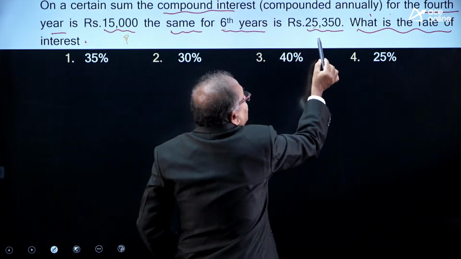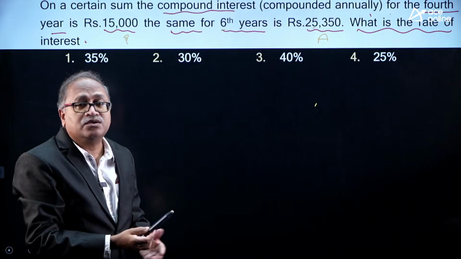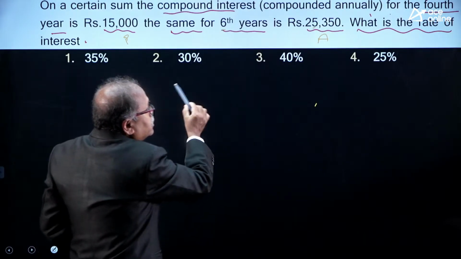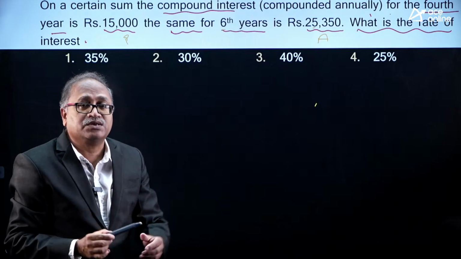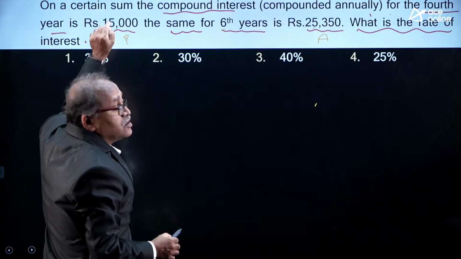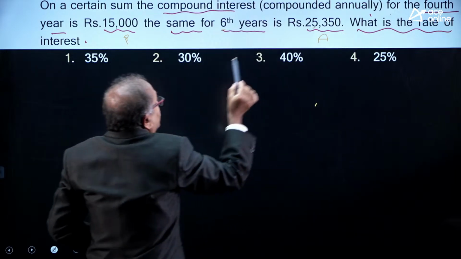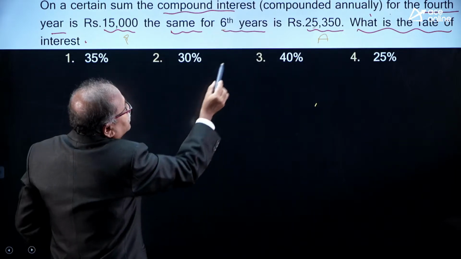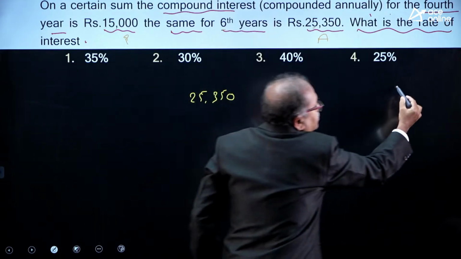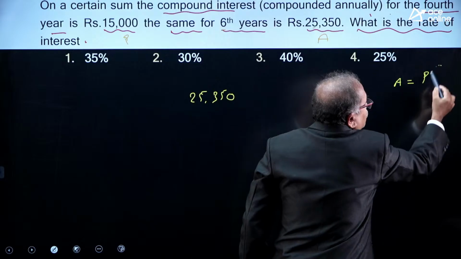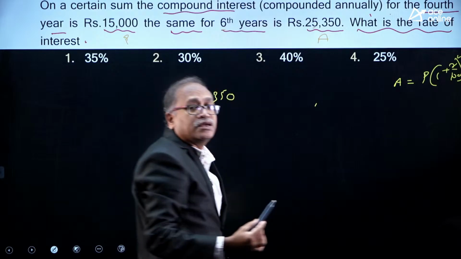For the sixth year I will consider this as the amount. The rate of interest and the duration are the same here. So amount is equal to principal into 1 plus r by 100. Whether it is interest or amount, in either case you can place it the same way. I am writing this 25,350 in this format: A is equal to P into 1 plus r by 100 to the whole power n.